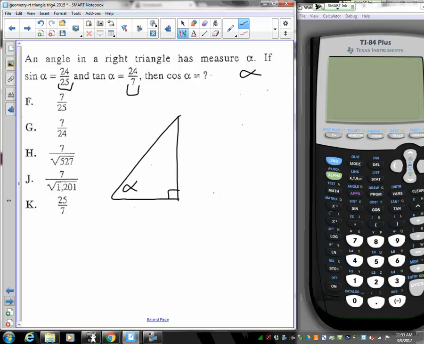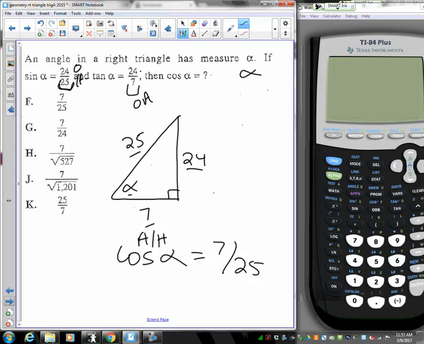Now they tell me that the sine of alpha is 24 over 25. Now remember, sine is opposite over hypotenuse. So this will be opposite, and this is the hypotenuse. Now the tangent is opposite over adjacent. So from alpha right here, opposite is 24. We've already said that. And then the adjacent side there is 7. Now that I've got my triangle filled in, we can state what the cosine of alpha is. So cosine, remember, is adjacent over hypotenuse. So adjacent over hypotenuse here, that's just 7 over 25.